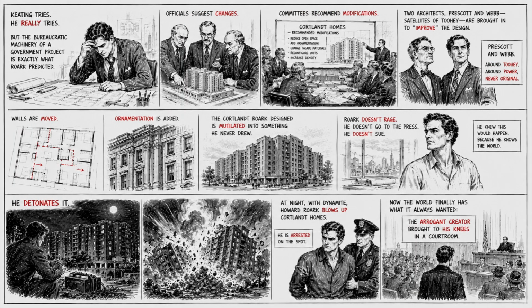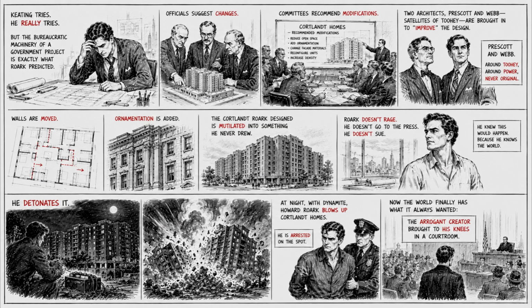Keating tries. He really tries. But the bureaucratic machinery of a government project is exactly what Roark predicted. Officials suggest changes. Committees recommend modifications. Two architects named Prescott and Webb, satellites of Toohey, are brought in to improve the design. Walls are moved. Ornamentation is added. The Courtland Roark designed is mutilated into something he never drew.